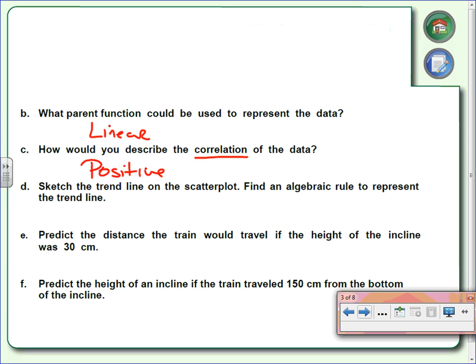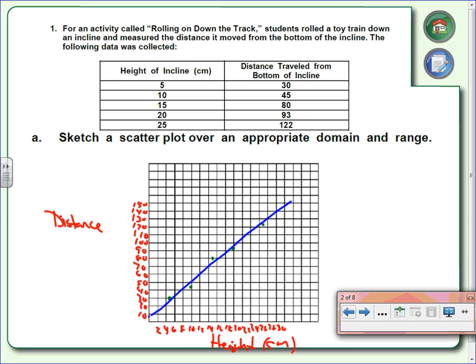The second part of that part D says to find an algebraic rule to represent the trend line. In other words, what would be the equation of this line that I just drew here? Y equals what? Well, the easiest way to find that equation is to use your stat button in your calculator. So that's what we're going to do next. So everybody get your calculators out, and let's go to stat, edit. Everybody go to stat and then edit.